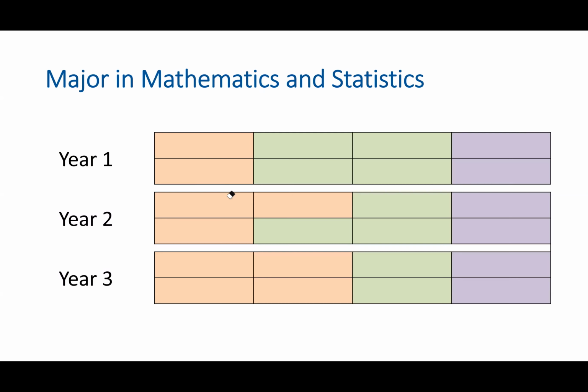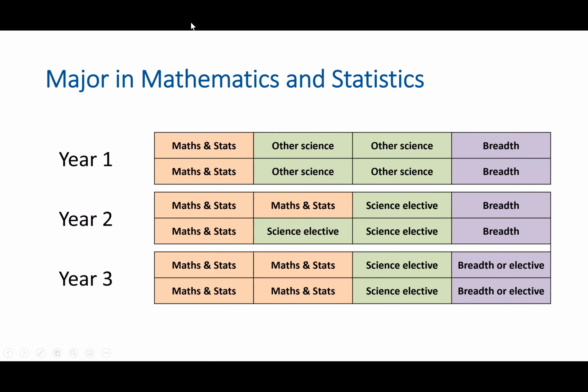What about the different colours? What do the different colours represent? Orange boxes represent mathematics and statistics subjects. So of course, this is just an illustrative study plan. I'm not saying that your course would look exactly like this. Everyone's courses are a little bit different, but just take this as a kind of illustrative, typical picture of what a student's course plan would look like.